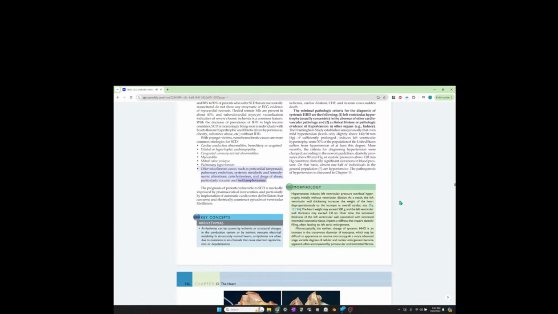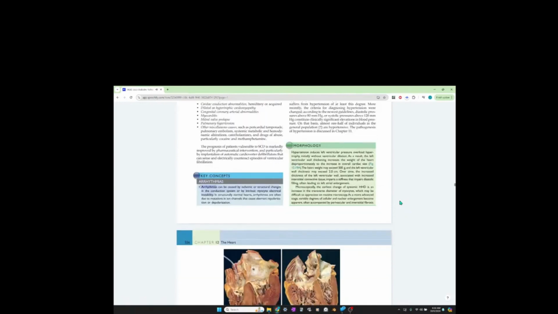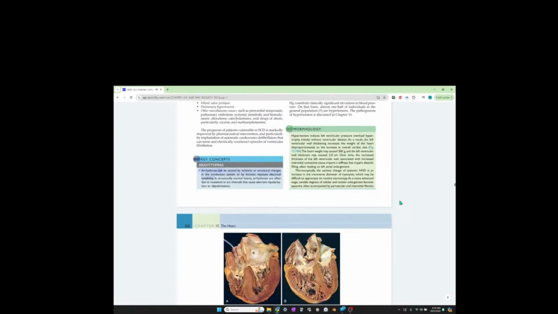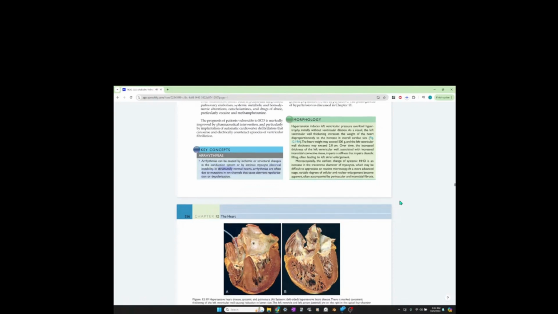The prognosis of patients vulnerable to SCD is markedly improved by pharmaceutical intervention, and particularly by implantation of automatic cardioverter defibrillators that can sense and electrically counteract episodes of ventricular fibrillation. Key concepts: arrhythmias. Arrhythmias can be caused by ischemic or structural changes in the conduction system or by intrinsic myocyte electrical instability. In structurally normal hearts, arrhythmias are often due to mutations in ion channels that cause aberrant repolarization or depolarization.